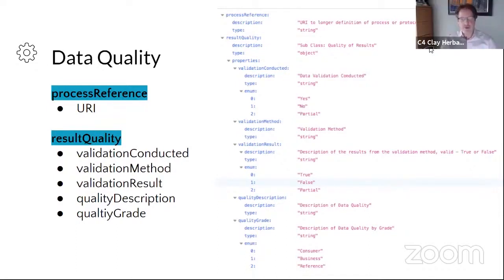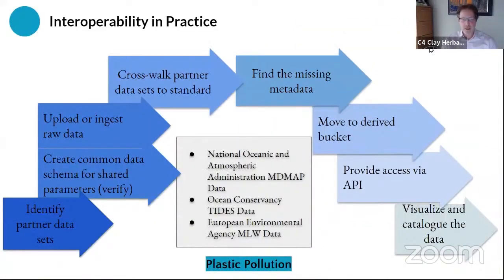We also look at quality grades like consumer, business, and reference, and we track that and make sure it's available to people that use the data. The backside of that is that, and I'll do this as quickly as I possibly can, we push our data into derived buckets with metadata. For example, if we're pulling in hourly data and we want to compute minimum, maximum, and averages, we pull that into the derived and make that available via our APIs. And we have data catalogs where we collect all the documentation on it.